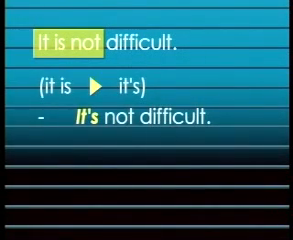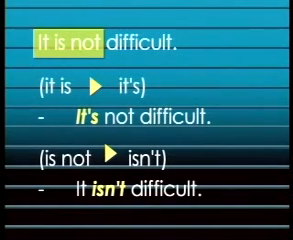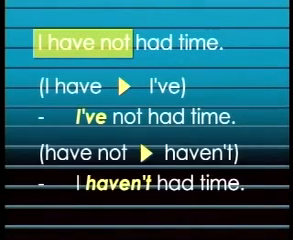Sometimes there can be 2 ways to contract, as in the following 2 examples. "It is not difficult" can be contracted to "It's not difficult" or "It isn't difficult." We can replace "I have not had time" with either "I've not had time" or "I haven't had time." But we can't do both contractions at the same time. We must choose one or the other.